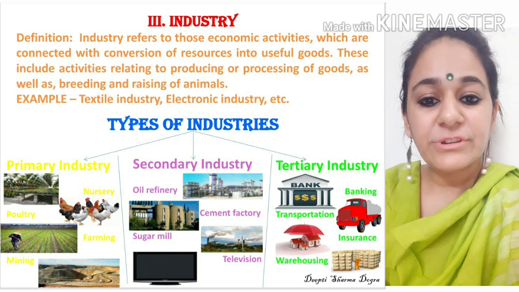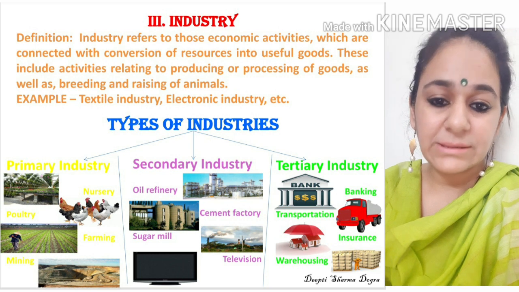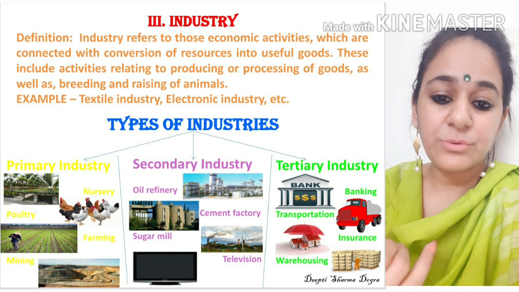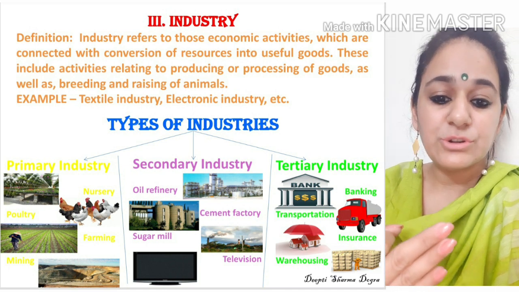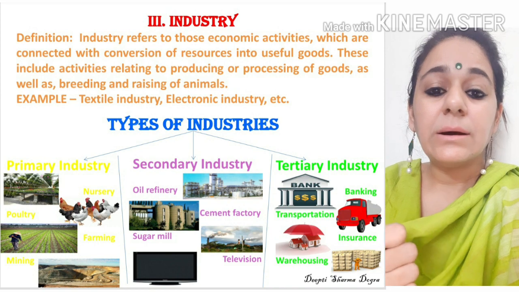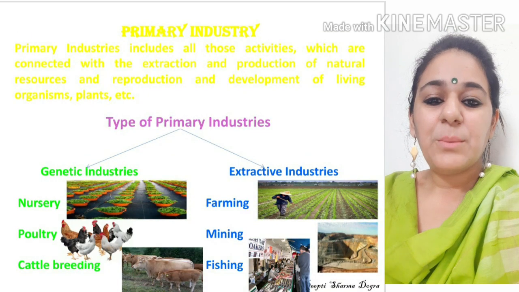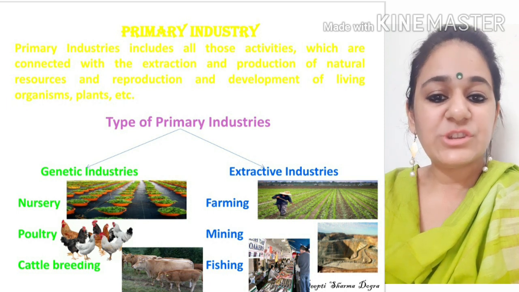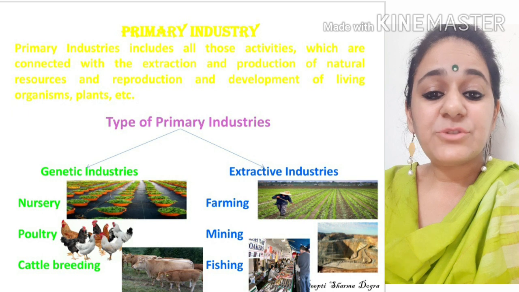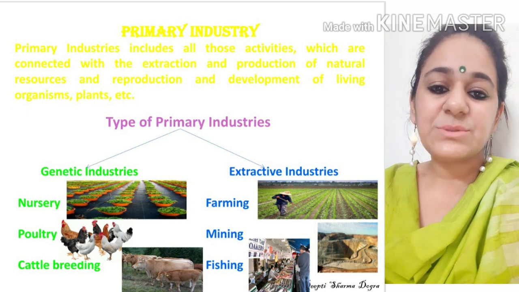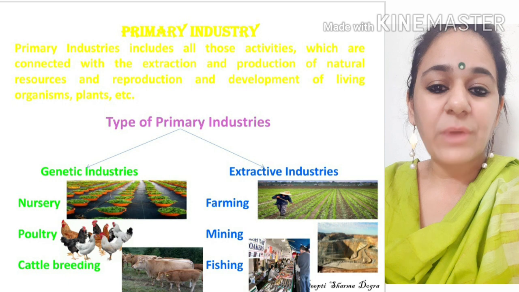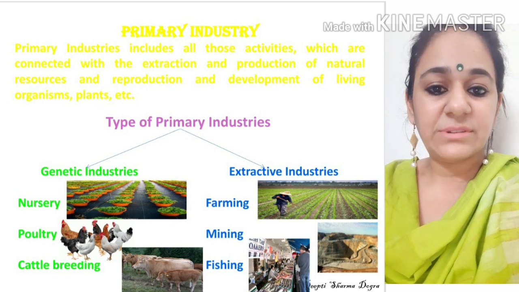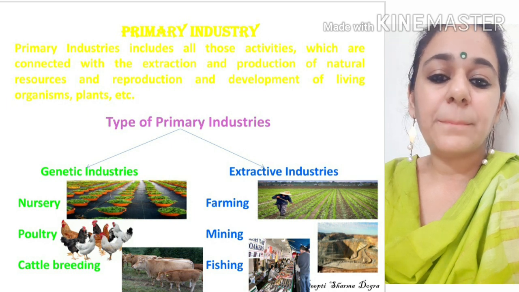The classification of industry you might be studying from your 8th class onwards. Industry is being classified as primary industry, secondary industry and tertiary industry, right? Primary industry. Primary industry is classified as extractive industry and genetic industry. Primary industry includes all those activities which are connected with the production or extraction of natural resources. This is also the meaning of extractive industry, and the best example is mining.